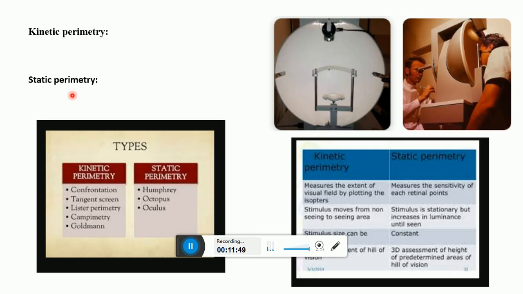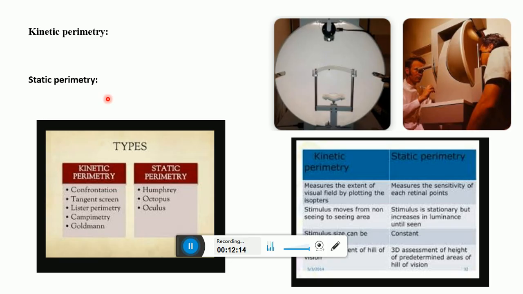Static perimetry. This test is automated. The machine presents a stimulus of a particular size but with varying intensity at various locations in a bowl perimeter. The patient responds by pressing a button when they visualize the particular stimulus. The size is constant for one particular test but can be changed between tests.